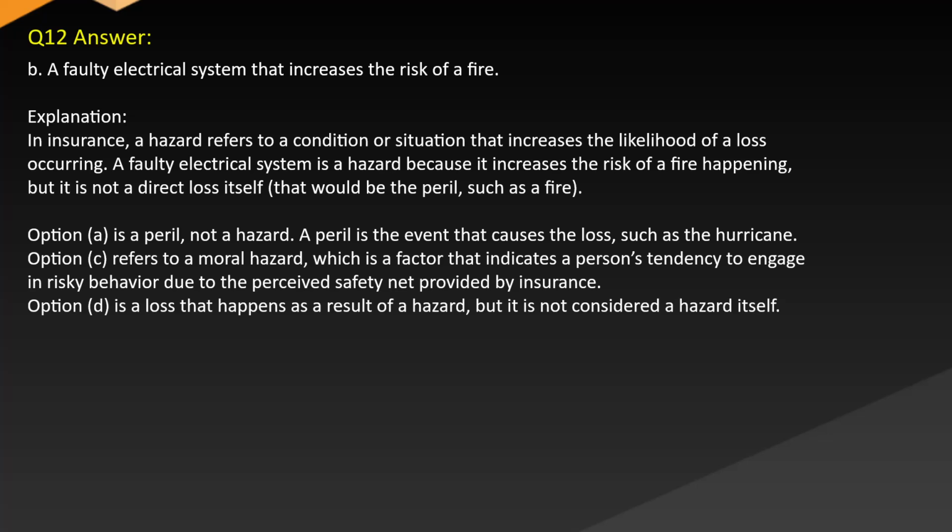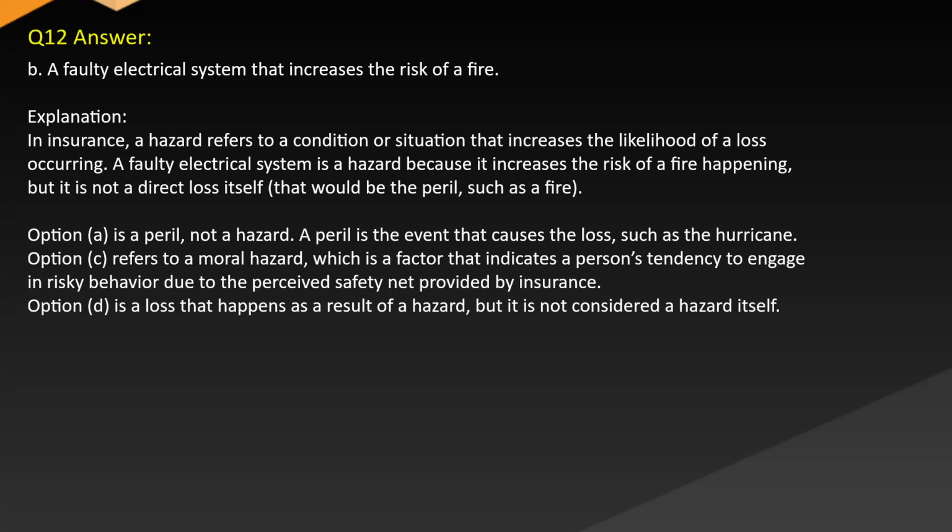Explanation: in insurance, a hazard refers to a condition or situation that increases the likelihood of a loss occurring. A faulty electrical system is a hazard because it increases the risk of a fire happening, but it is not a direct loss itself. That would be the peril, such as a fire. Option A is a peril, not a hazard. A peril is the event that causes the loss, such as the hurricane.